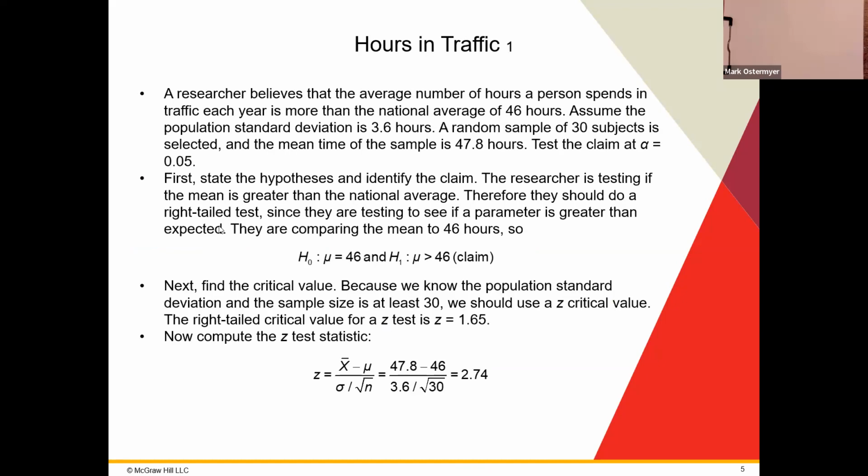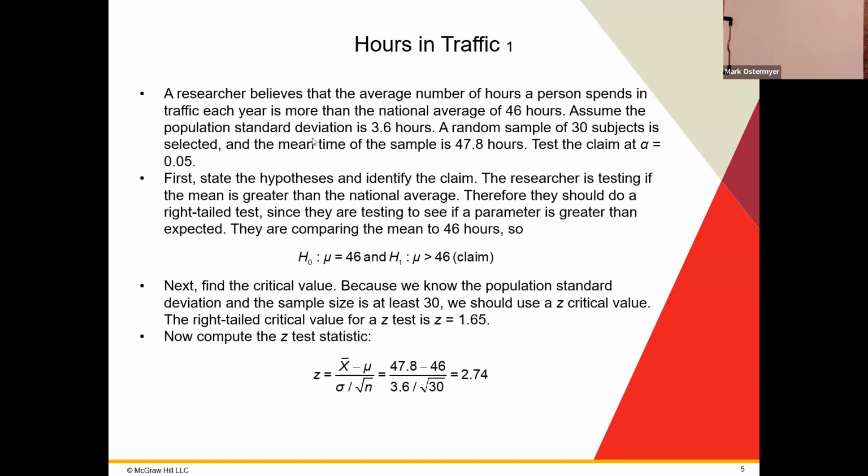All right, here's an example. A researcher believes that the average number of hours a person spends in traffic each year is more than the national average of 46 hours. Notice the word believes is a hunch, ladies and gentlemen. It's a gut feeling. And therefore, that's a thesis, or a hypothesis that needs to be researched for its truth value. And the way to do that is to conduct formal hypothesis testing to test this belief and see if it is indeed true.